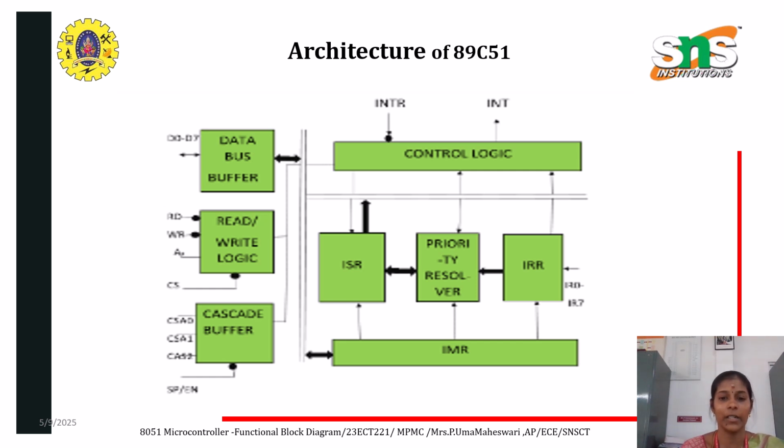What is there in IMR? Why is it so important? The IMR gives everything to the ISR, the priority resolver, and the IRR. This IMR is nothing but it stores the interrupt levels which have to be masked, by the bits of the interrupt level. So it is a very important one over here, and the advantage of this is interrupt management.